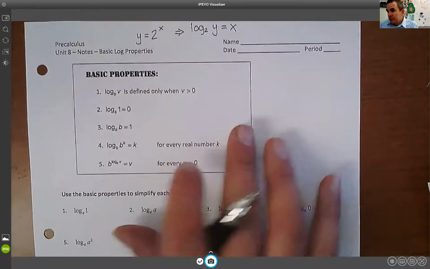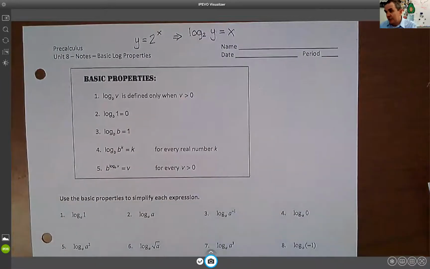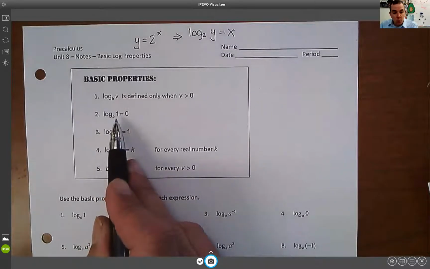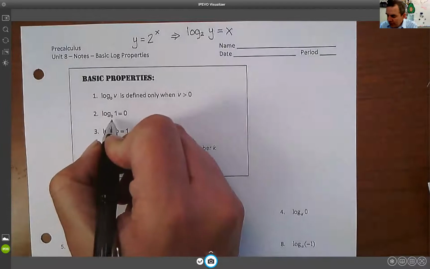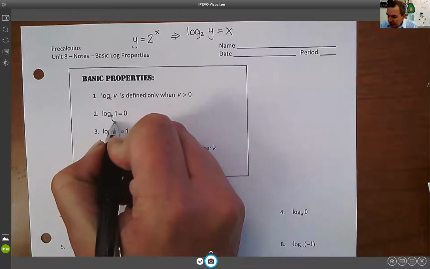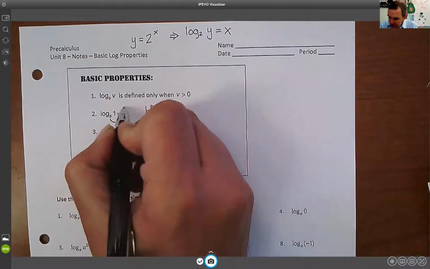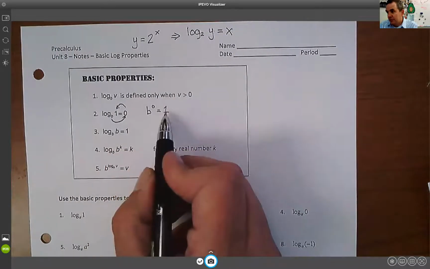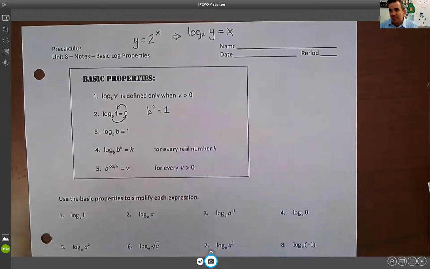There are some properties we know. The number inside the log always has to be positive. It can't be 0, and it can't be negative. When we take the log of 1, it's always going to be 0. The reason is that in the way we write these equations, this number is the base, raised to this number. So b raised to the 0 equals 1, and anytime you raise a number to the 0 power, you get 1. So the log of 1 is always 0. It's another way of saying, what number do I raise the base to in order to get 1?